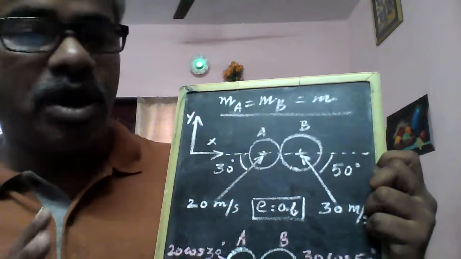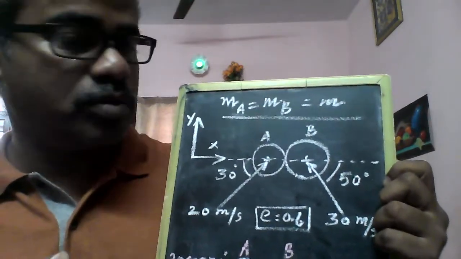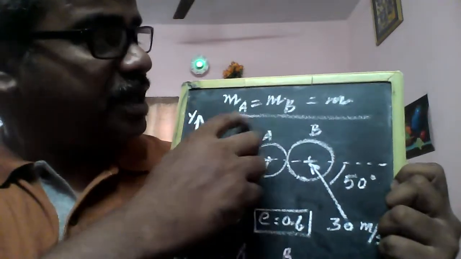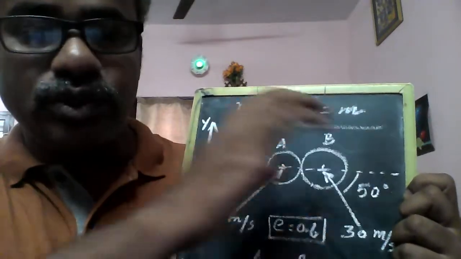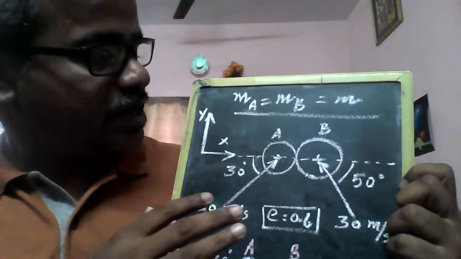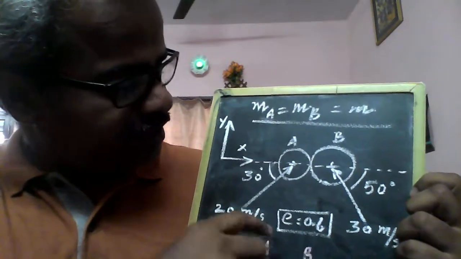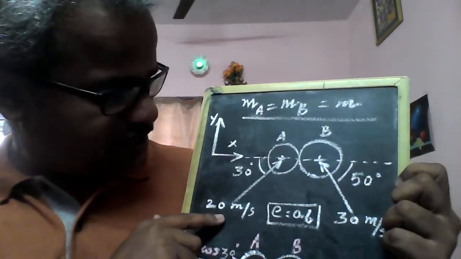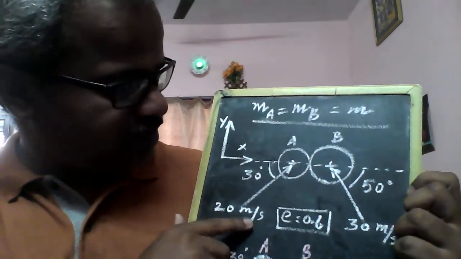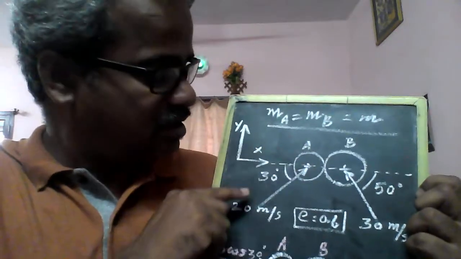Two identical smooth balls. Two identical smooth balls means their masses are the same. So MA, MB is equal to M, so we can keep it as M. That is the two identical balls. And ball A is moving with a velocity of 20 meter per second at an inclination of 30 degrees to the horizontal.